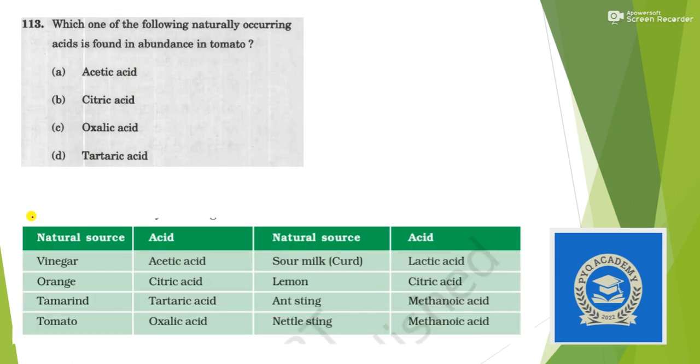Which one of the following naturally occurring acids is found in abundance in tomato? This is a very easy question. You can see that oxalic acid is found in tomato. Don't confuse with tartaric acid. Okay, this is found in tamarind. So the answer is option C.